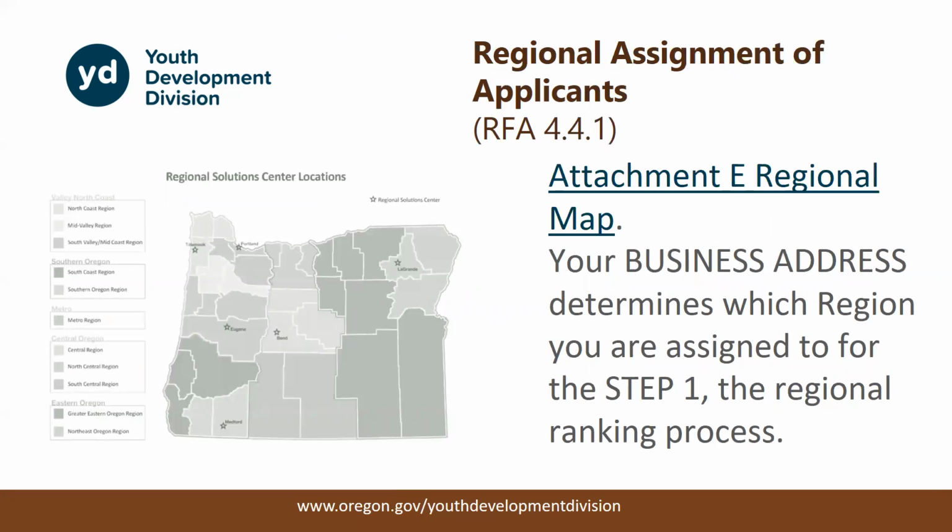This next slide again shows the regional solutions regions, the 11 outlined regions. You can use Attachment E for your regional map to see which counties are covered. Important note on your regional assignment: the business address that's listed in your application and on your business registry determines the region to which you will be assigned in step 1.